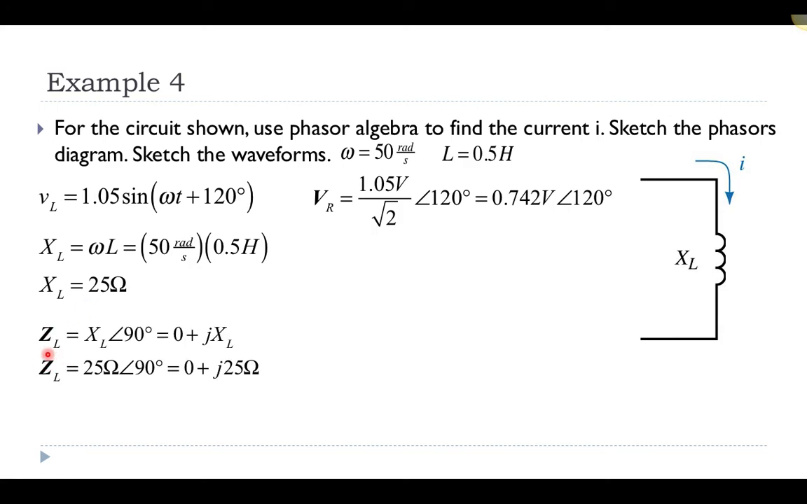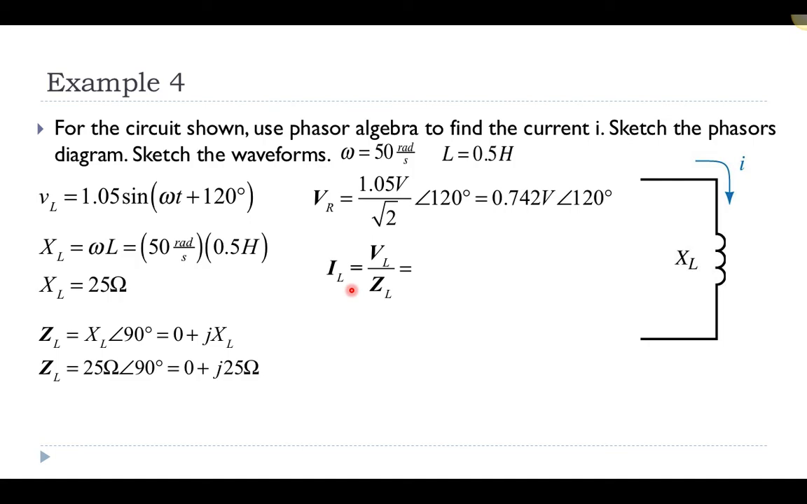So now I can write down what my impedance is for this inductor. The impedance is just the reactance with an angle of 90 degrees. And so that means it's 25 ohms with an angle of 90, or I can write it in rectangular form as just having an imaginary part of 25 ohms. So why do I need the impedance? I need that because I'm going to figure out what the current is through the inductor.